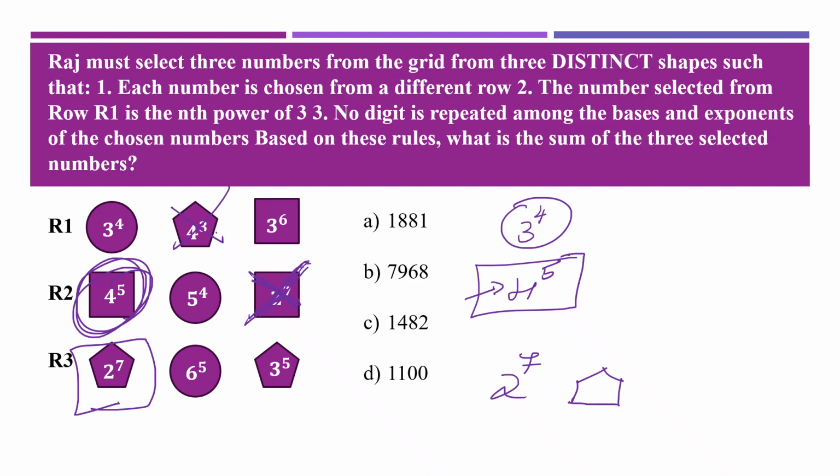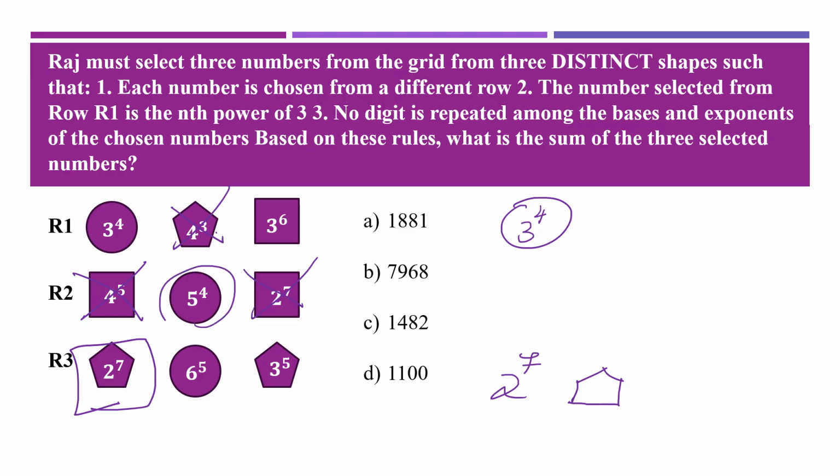So what we do is we drop this 4 power 5 from the second row. We drop 4 power 5 as well as 2 power 7. I go with circle 5 power 4 from the second row. In that case, the only left out possible is square in the first row, which is nothing but 3 power 6. And the question is, what is the sum of all these three? Okay, let's find the sum.